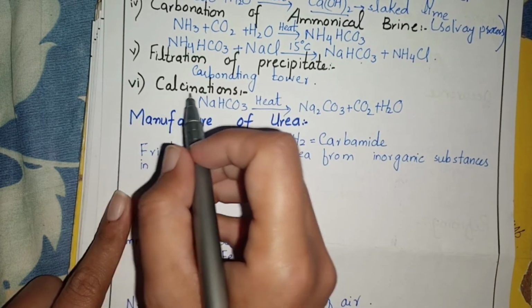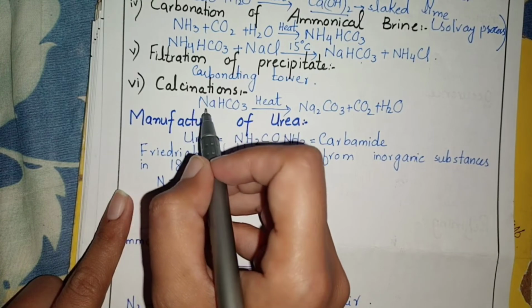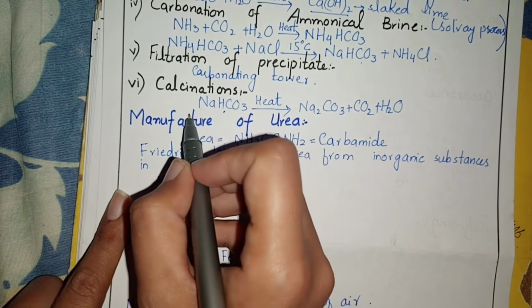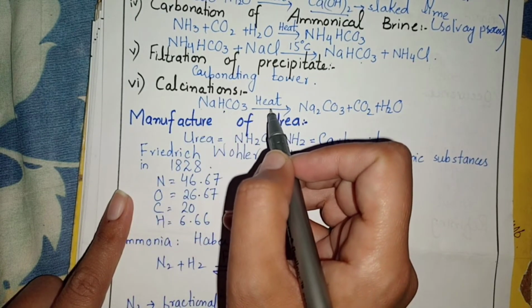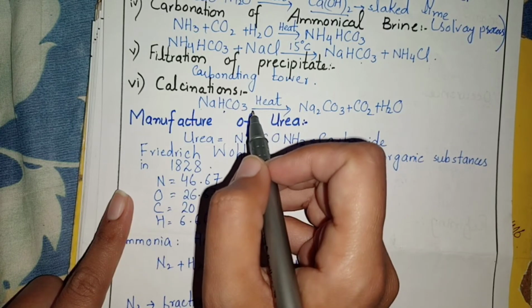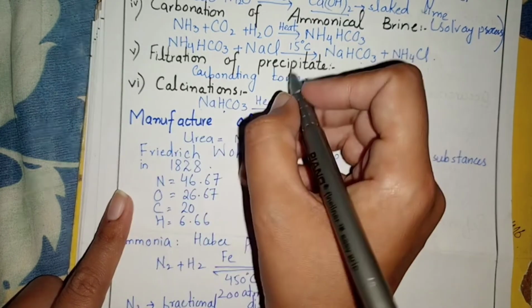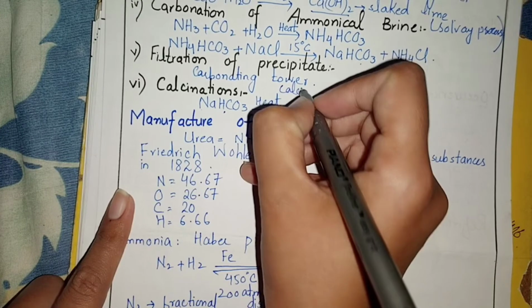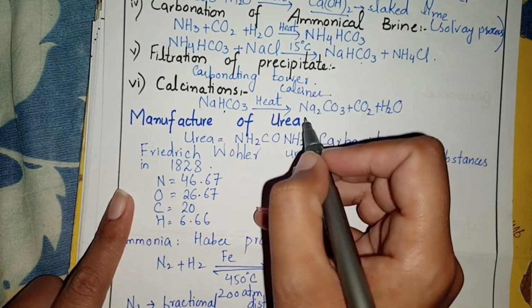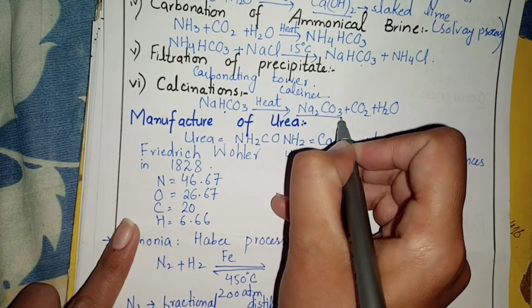Then calcination: dry sodium bicarbonate is heated in a rotatory furnace called a calciner to give anhydrous sodium carbonate.